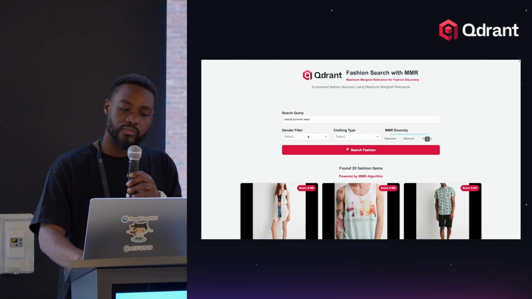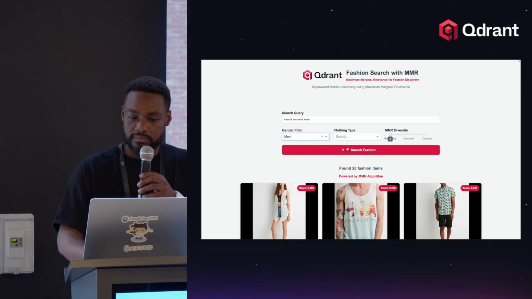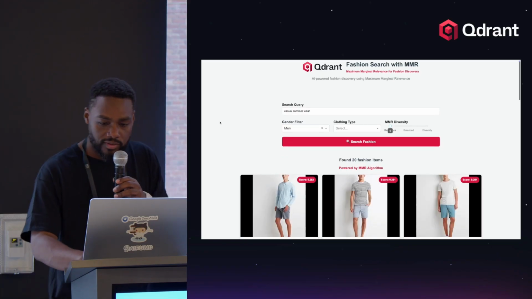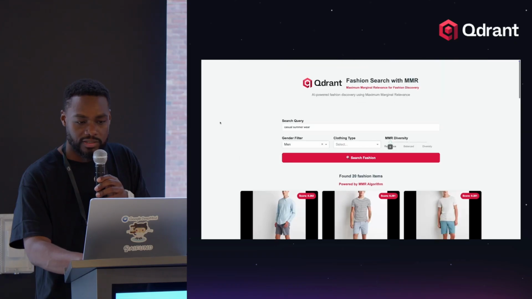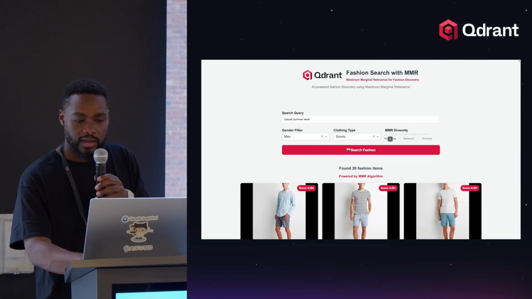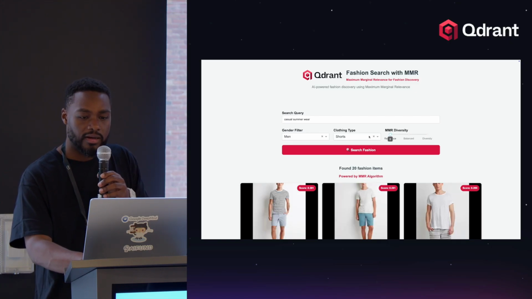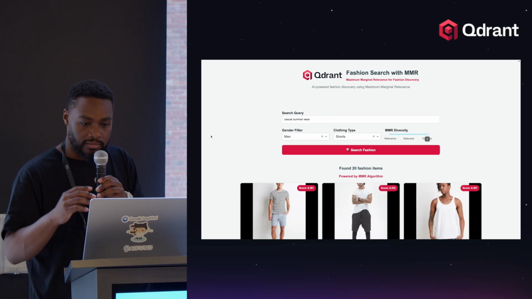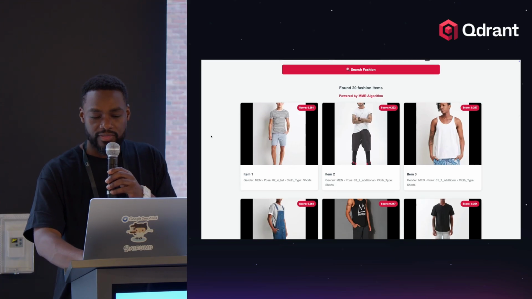Now, as I mentioned, we can actually filter this. So I'll turn the relevance down again, and I'll just do men and search. And you can see, boom, we're just going to get clothing that was gendered for men. And we can even go crazier by filtering on the clothing type, right? So here, we can combine these two, get shorts for men, but then we can also mess around with the diversity to get the user the result they want.